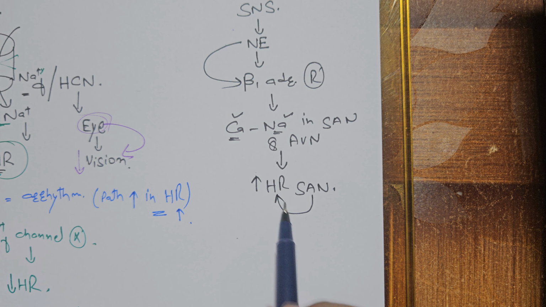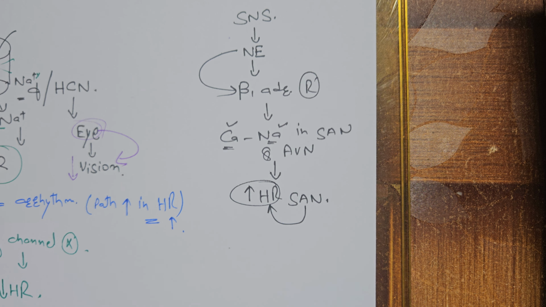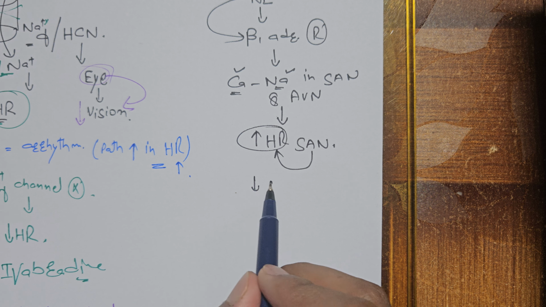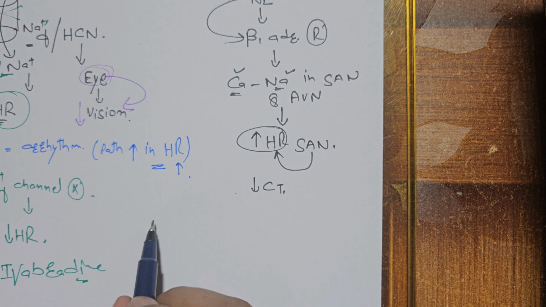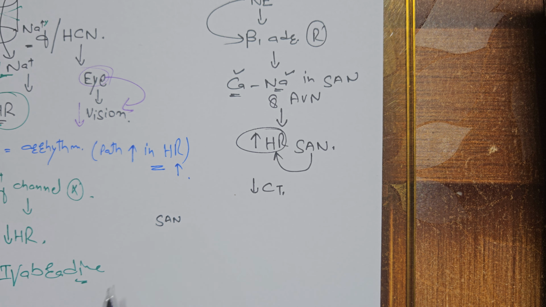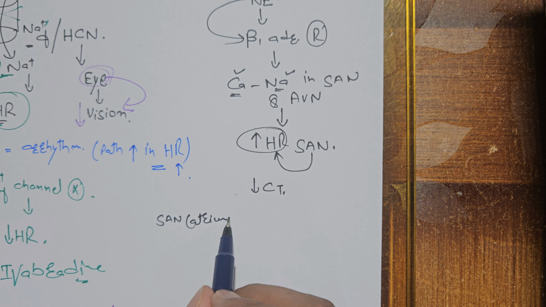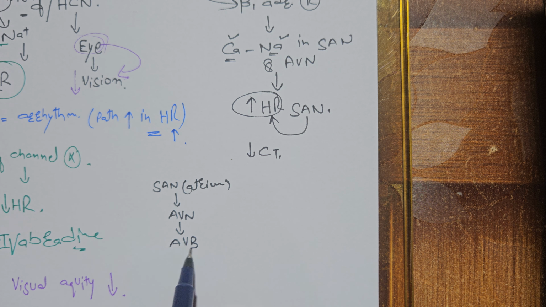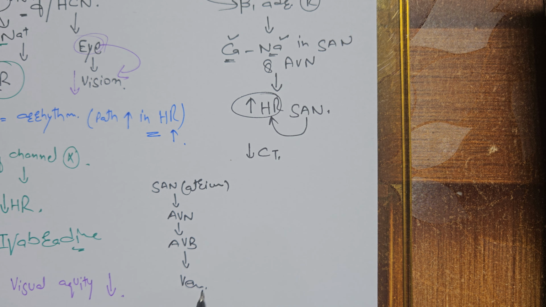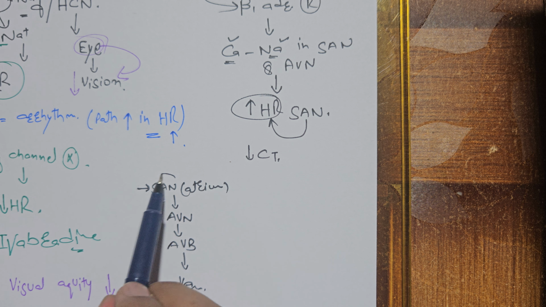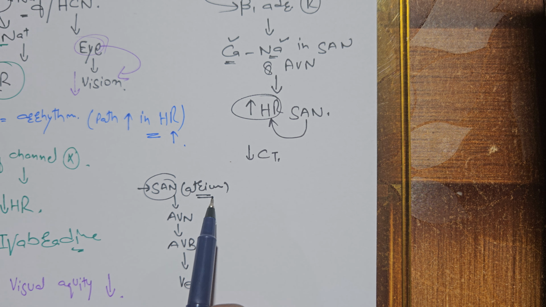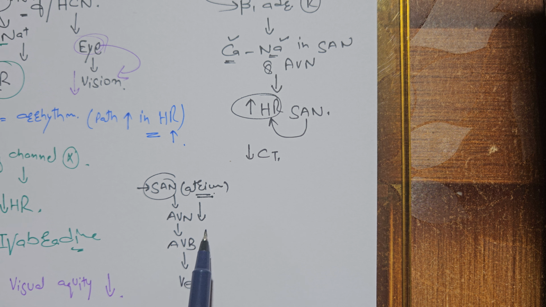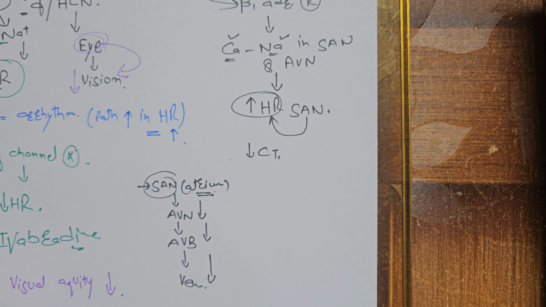Because the SA node is responsible for the generation of heart rate, heart rate increases. And there is also one thing happening: there is a decrease in conduction time. Now what is this conduction time? We know that the SA node generates heart rate. It is present in the atrium. Then the impulses go to the AV node, then to the AV bundle, and then to the ventricles. So the SA node first contracts the atrium, then the impulses go to the AV node, then the AV bundle, then the ventricles. The time taken by the impulses generated by the SA node to go from the atrium to the ventricles is called conduction time.